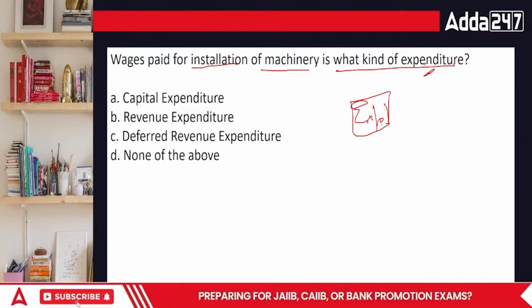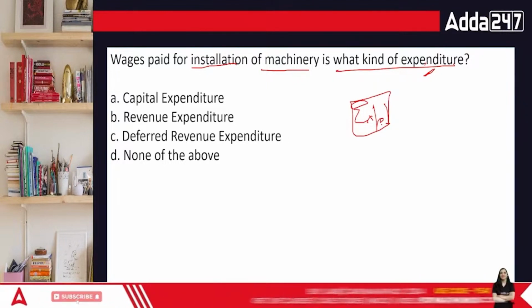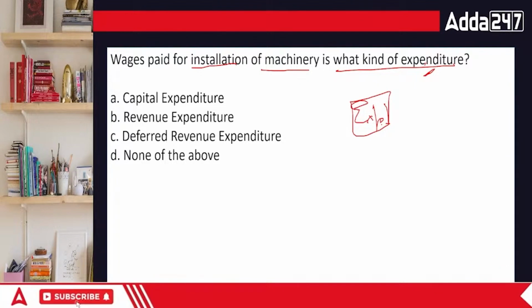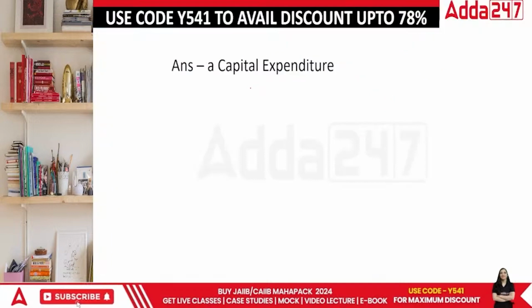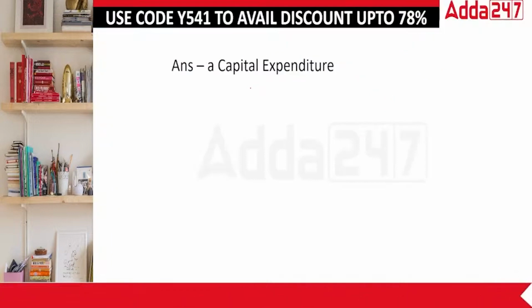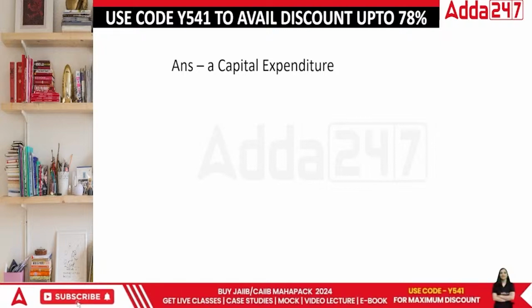When there's any expense which is incidental or directly linked with a particular machinery or asset, this is a capital expenditure. Okay? When anything is used in the business to build up a particular asset itself, that is called a capital expenditure, everyone. Done?